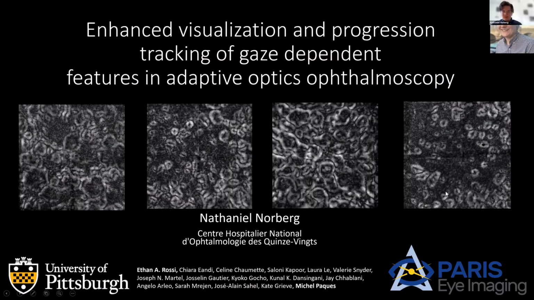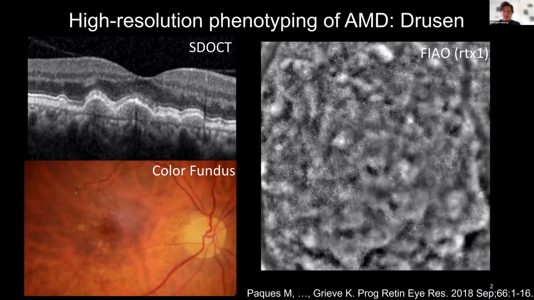Hello. This is work I did with Michelle Pack at the Kensmount Hospital and in collaboration with Ethan Rossi at the University of Pittsburgh. We started with the knowledge that up until present, OCT and color fundus have been the gold standard methods for studying and measuring drusen, but visualization of the smallest drusen proves difficult in these modalities. In the RTX image, which from now on we'll call FIO, drusen can be resolved, but with relatively low contrast.